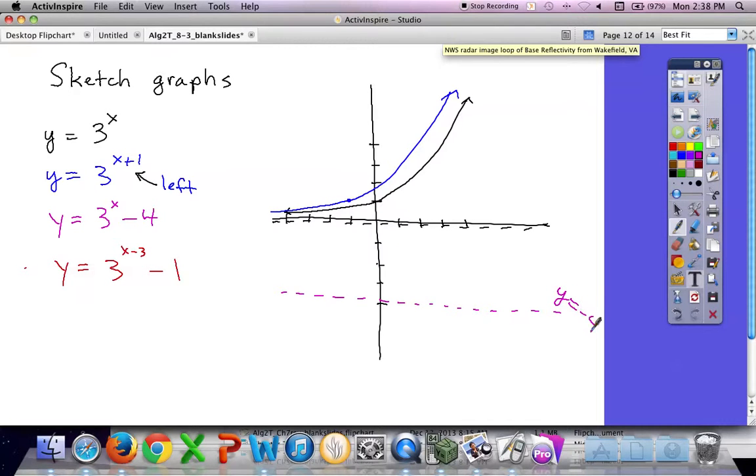Y equals negative 4. Right? The y-intercept, which was 1, will now be 3. But the shape of the graph is mostly the same. Something like that.